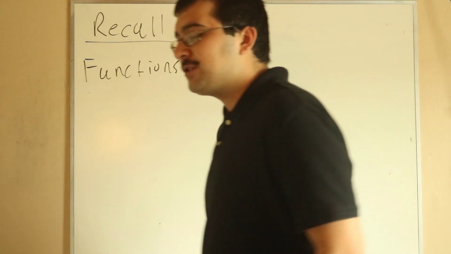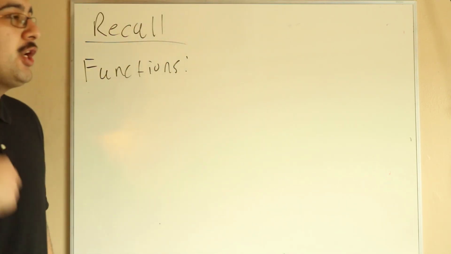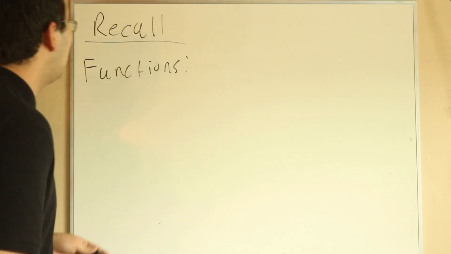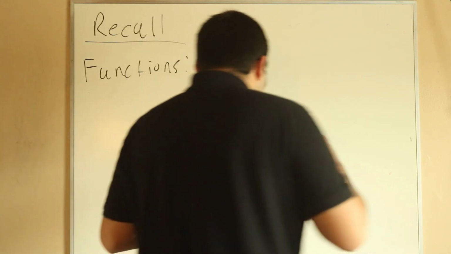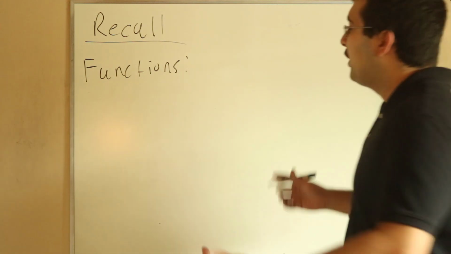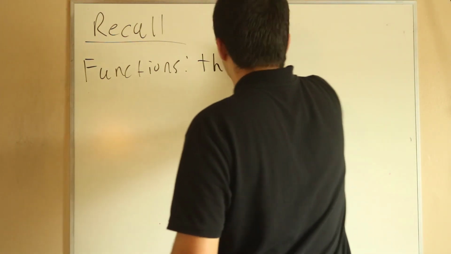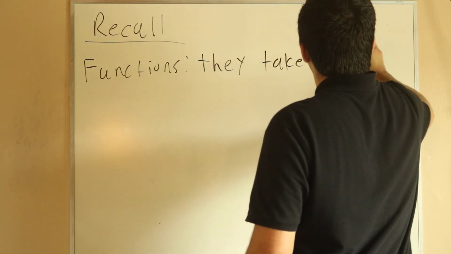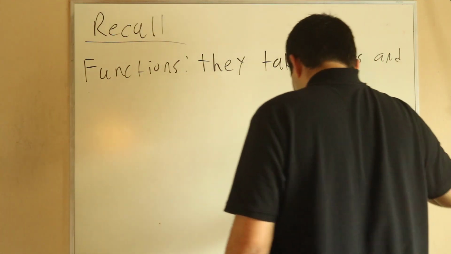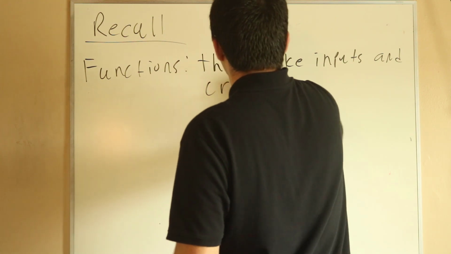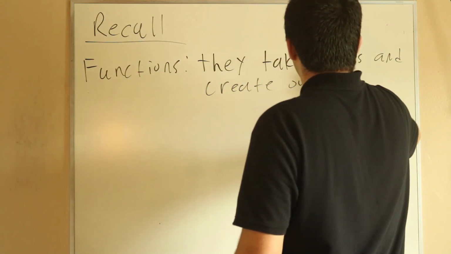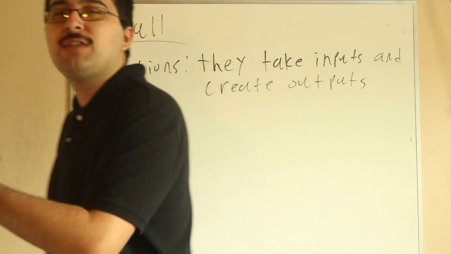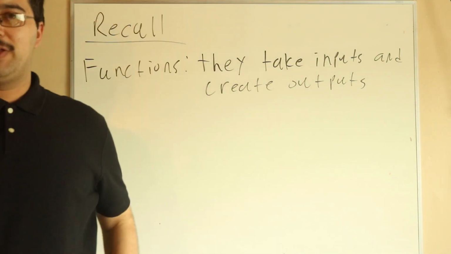And what I mean by that is, what is the most general way we could possibly describe a function? Well, one such way is that functions, in the most simplified terms possible, are things that take inputs and create outputs, right? At the bare bones, this is what a function does. You plug something in, the function outputs something else.